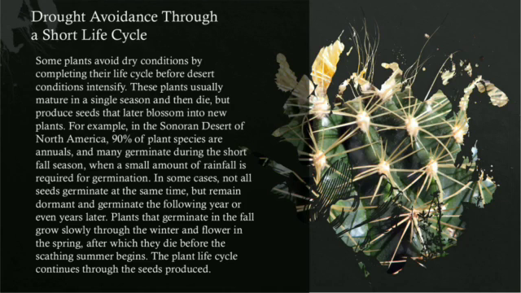In some cases, not all seeds germinate at the same time, but remain dormant and germinate the following year or even years later. Plants that germinate in the fall grow slowly through the winter and flower in the spring, after which they die before the scathing summer begins. The plant life cycle continues through the seeds produced.